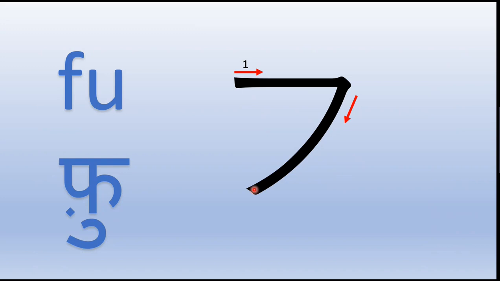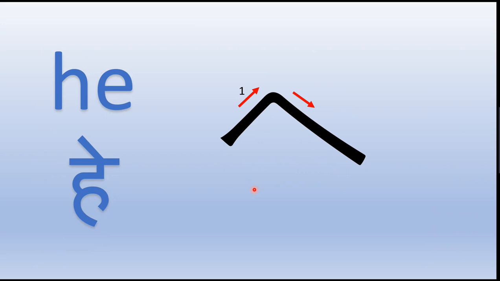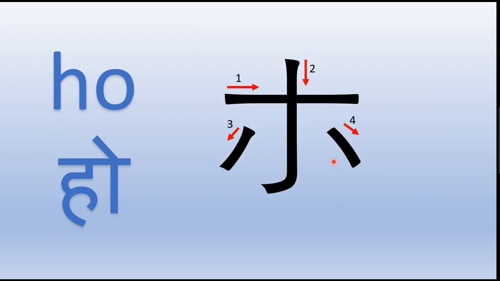So after fu, we have he. This is exactly the same as we write in hiragana, and this is just a single stroke alphabet. And the final one in this line is ho, which is written like this. We have four strokes. The first stroke is this horizontal one. The second stroke is this vertical one, bent at the end. And we have these two strokes, 3 and 4, which are similar to the alphabet ha in katakana.